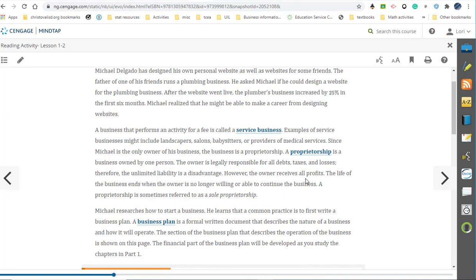And this is what we're going to be working with for the first, I believe it's 9 chapters. We are going to be working with a service business, and the type of business is a proprietorship. That is a business owned by one person. And so on the types of ownership, put proprietorship, or if you want to put sole proprietorship, is a business that is owned by one person.